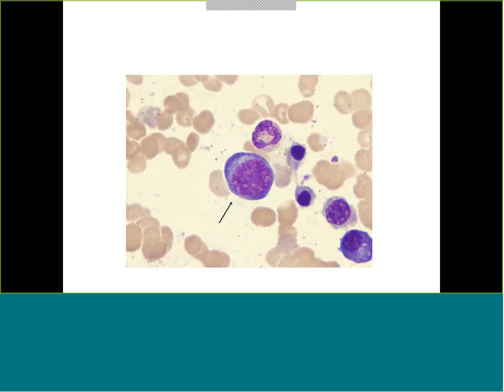All right. Now, this picture, when you look at it, large cell compared to the others, very dark blue cytoplasm. You can see the nucleus there, and within that nucleus, let's look for nucleoli. I see one, I see two. And I know they're not easy to see, but there are definitely two there. So that would be a pronormoblast.